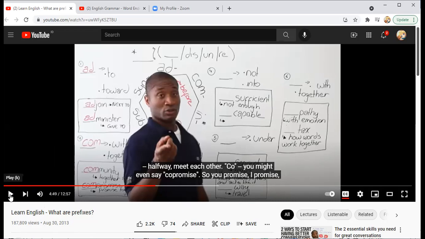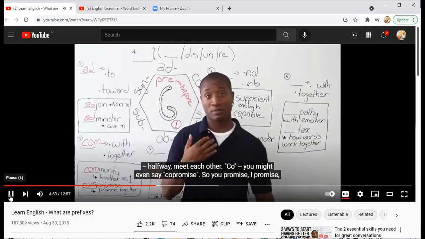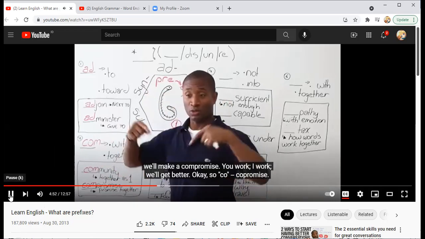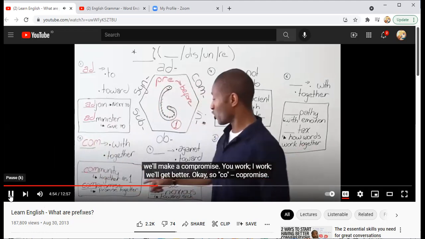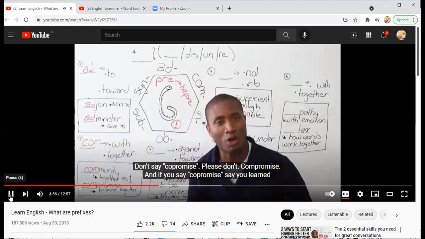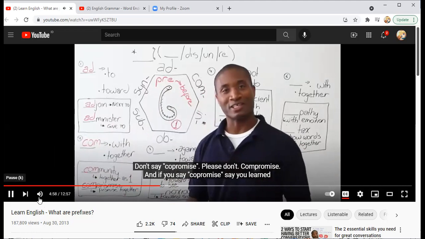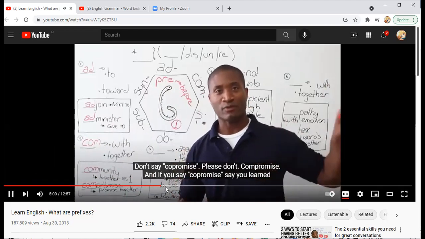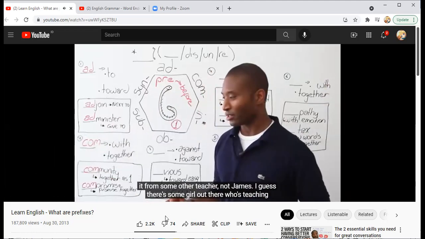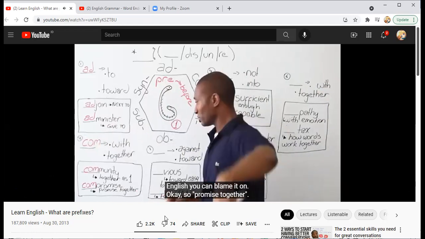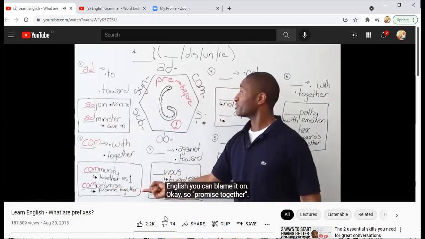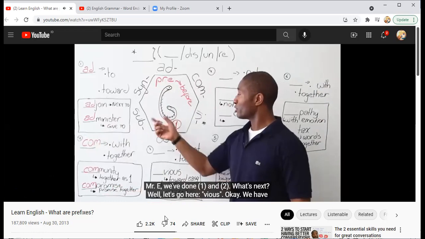Ya begitulah kira-kira. So you promise, I promise. We'll make a compromise. You work, I work, we'll get better. Okay, so co-promise, don't say compromise. If you say compromise, say you learned it from some other teacher. I guess there's some girl out there who's teaching English, you can blame it on. Okay, so promise together. Mr. E, we've done 1 and 2.